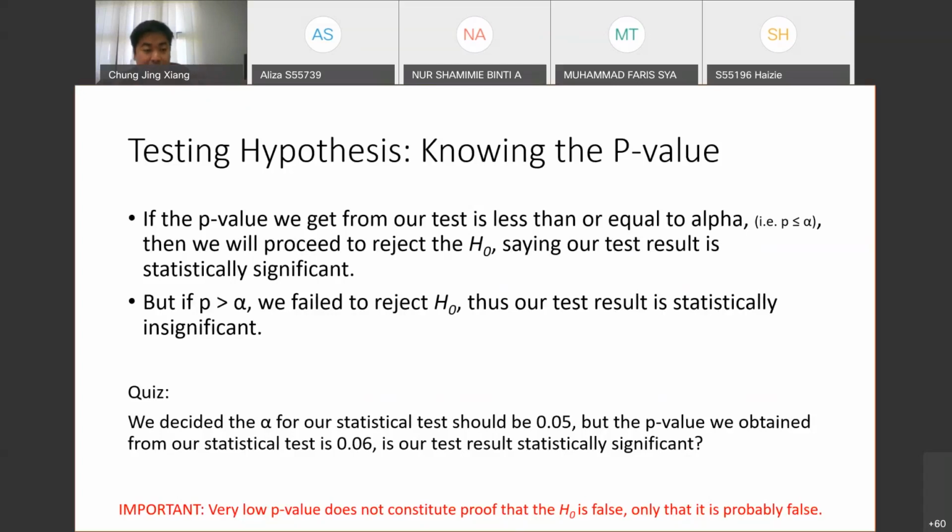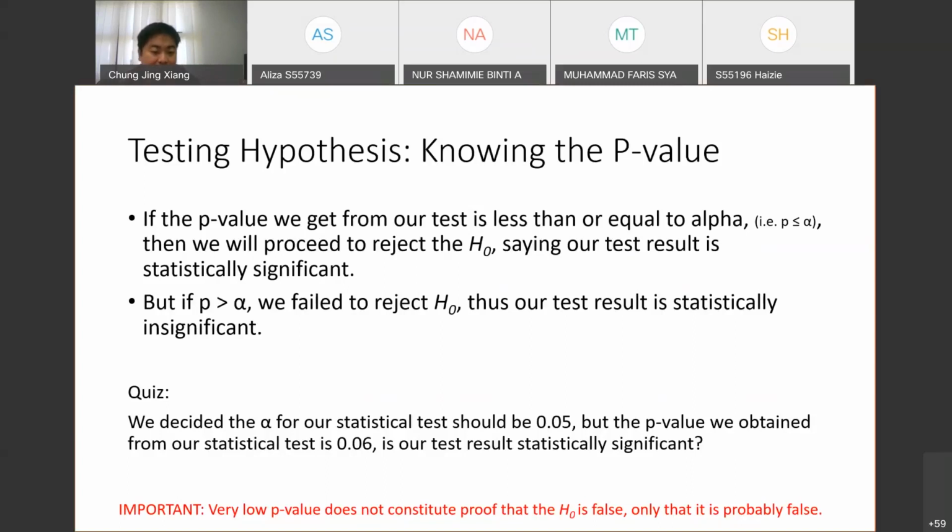So the p-value is larger than alpha. So you will tend to accept H naught and say our result is insignificant. But is it really that way? Because you see 0.05 and 0.06 have a very small difference. So let's say if you set your test to have an alpha of 0.05, of course you will say your result is not statistically significant.